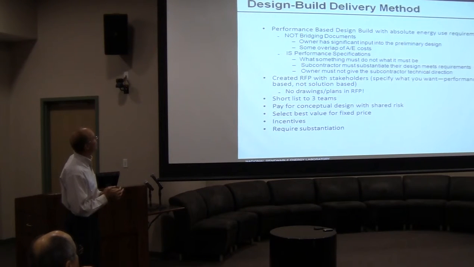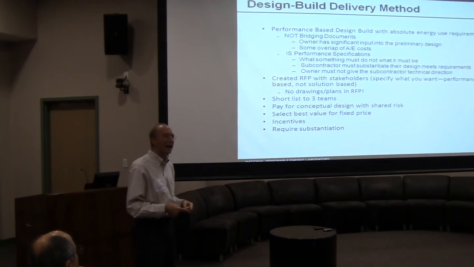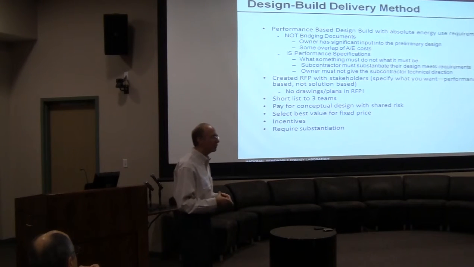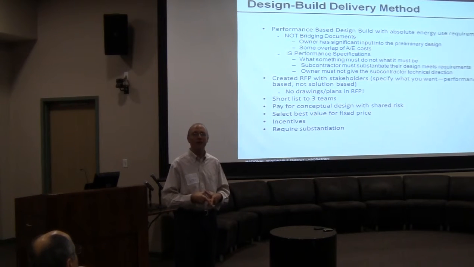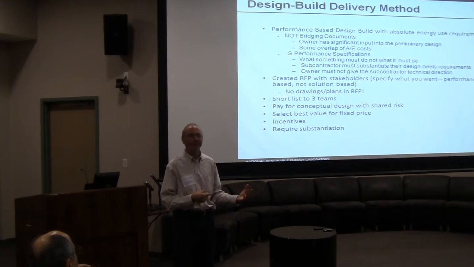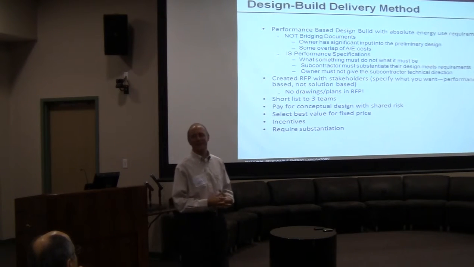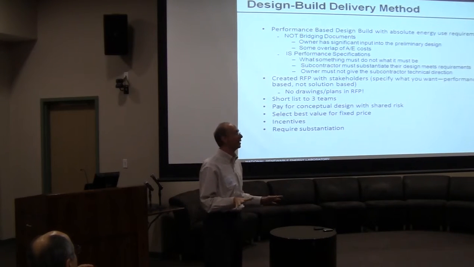Let's see here. We created the RFP with stakeholders. We specified what we wanted from a performance point of view, not how to solve the problem. An example is we never said anything like you cannot use operable windows. We said that you had to meet certain federal requirements for forced entry. Now it's kind of a funny dialogue, because guess what the first set of plans had? All these really nice operable windows. The engineer loved it, natural ventilation. The people loved it. Security had a nervous breakdown. Can you imagine that?